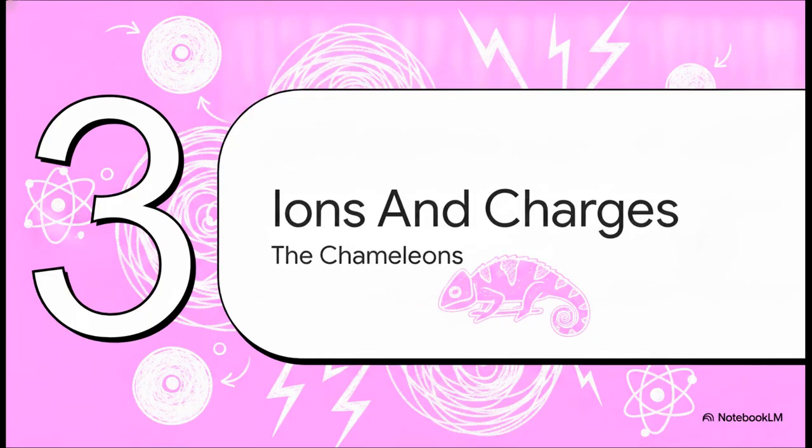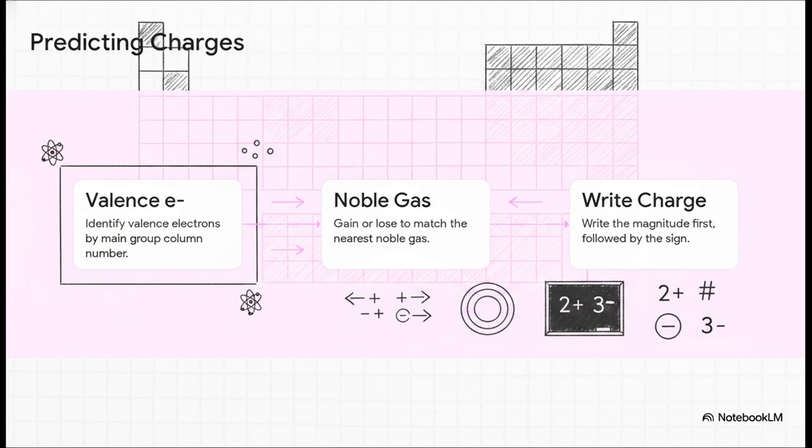Which brings us to Section 3, Forming Ions and Charges. I like to call these the chameleons. Matter is normally charge neutral, but when that balance gets disturbed, think of the dramatic, rapid rebalancing of charge during an electrical storm that creates lightning. Atoms gain or lose electrons. When they do, they become charged particles called ions.